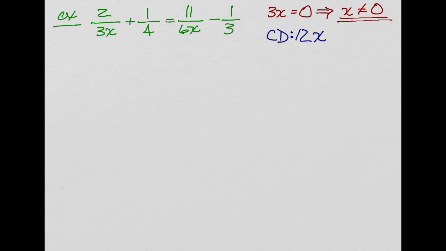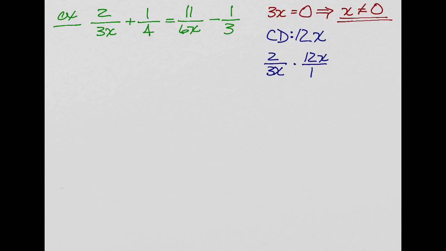Now I'm going to go through one term at a time and multiply each and every term by 12x. If I multiply everything in that equation by the same thing, then my equal sign is still true, and I'll have something that's a little nicer to solve. So I'm just going to go one term at a time. Here's the first one, 2 over 3x. I'm going to multiply by my common denominator of 12x. You can put it over 1 if it helps you see it better.